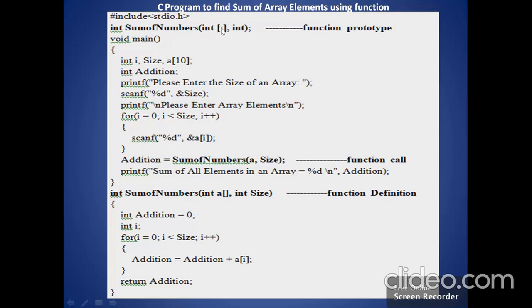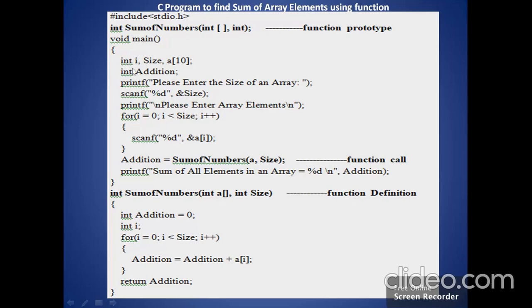This argument will inform the compiler that this function will receive only an array of numbers. The second argument is this int. This int will inform the compiler that this function will receive only integer values. Then we move to the void main section.